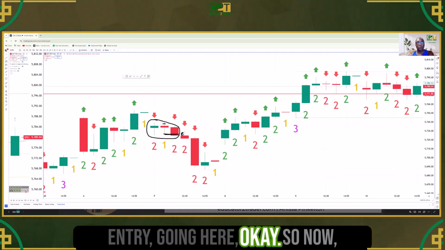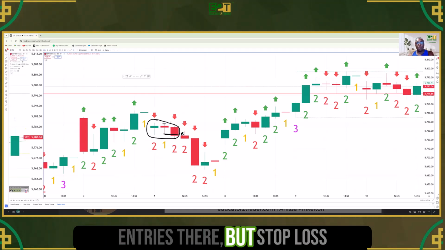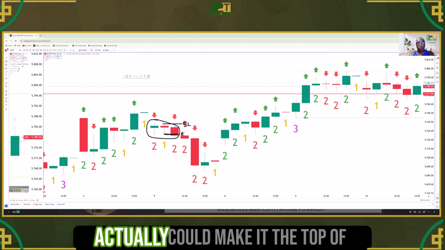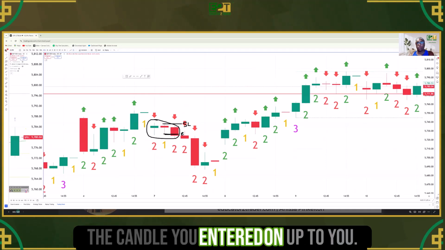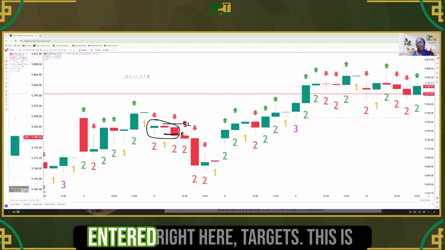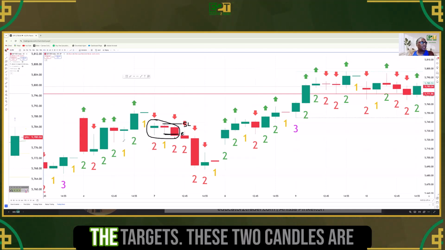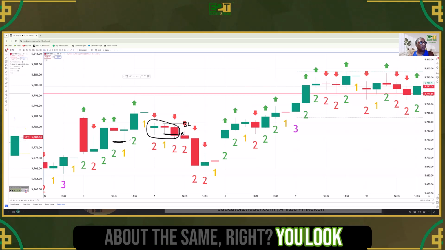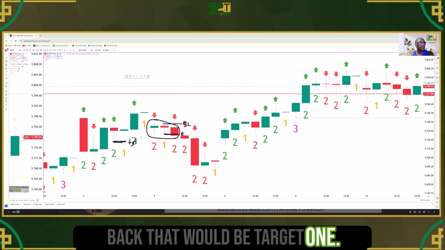Entry going here. Okay, so now entry's there, but stop loss is the top of that next candle. Or you actually could make it the top of the candle you entered on, up to you. Entry going down. This is where we entered right here. Targets. These are the targets. These two candles are about the same, right? You look back, that would be target 1.